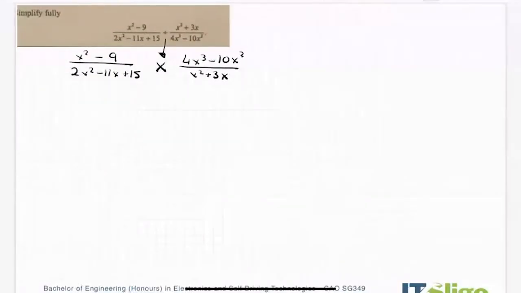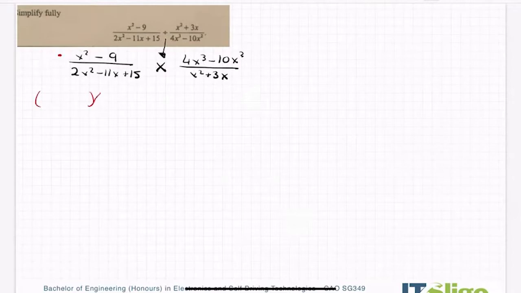So the first one I'm going to do is x squared minus 9. So this one here. So that is the difference of two squares from junior cert. So x minus 3, x plus 3. So the difference of two squares. I will have a video on that if anybody forgets how to do it. Okay, then the bottom one.